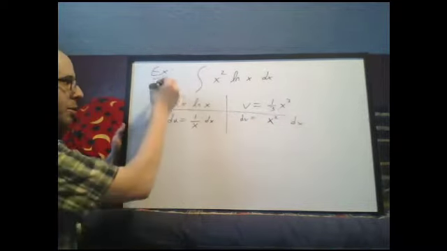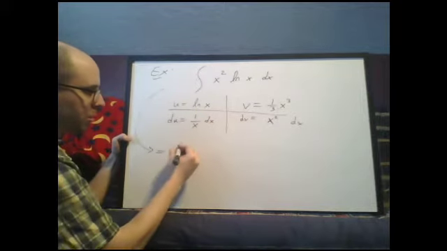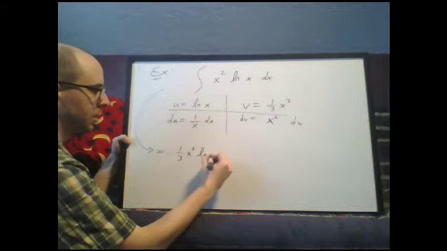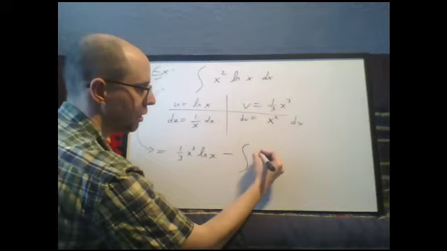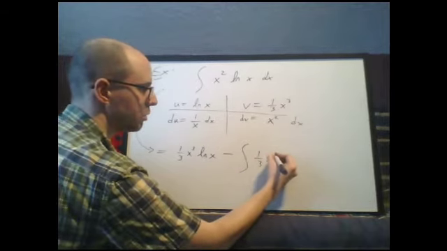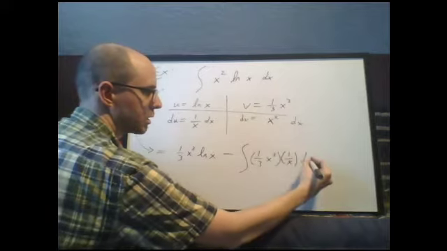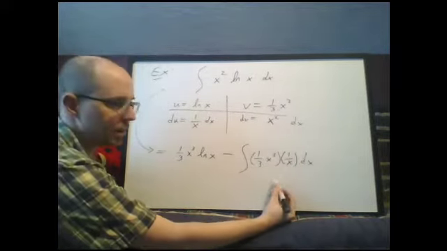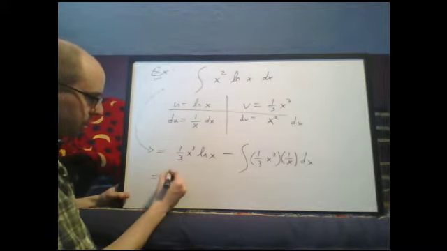Okay, so now let's do the integration by parts formula. u times v would be 1/3 x cubed ln x minus the integral of v du. So that's 1/3 x cubed times 1 over x dx. And the point is, this new integral, we can simplify it. It's a product, but it simplifies to just a simple function.